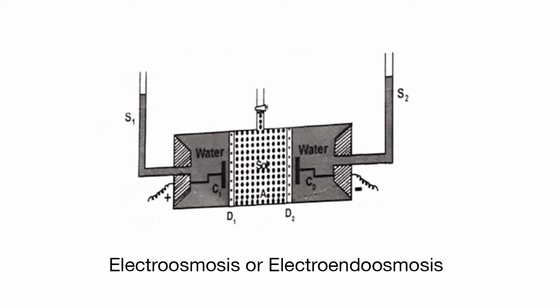If the sol particles carry positive charge, water will carry negative charge. So, it will move towards the positive electrode kept in C1, causing the level of water in the side tube S1 to rise. On the other hand, if the sol particles are negatively charged, water will carry positive charge. It will then move towards the negatively charged electrode kept in C2, causing the level of water in side tube S2 to rise.